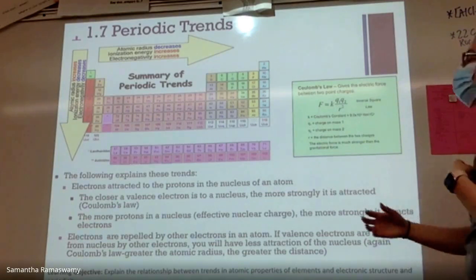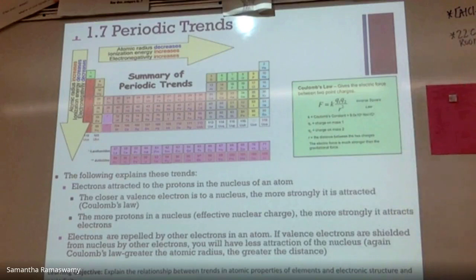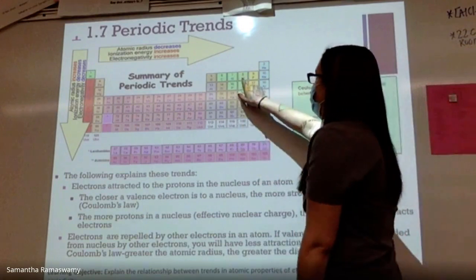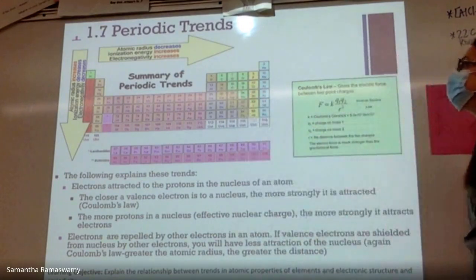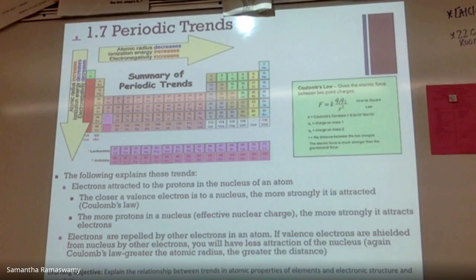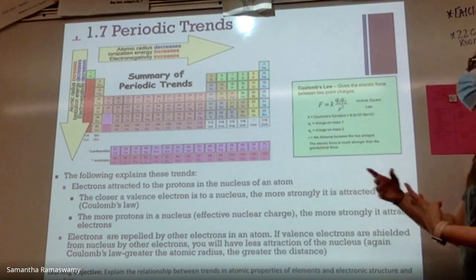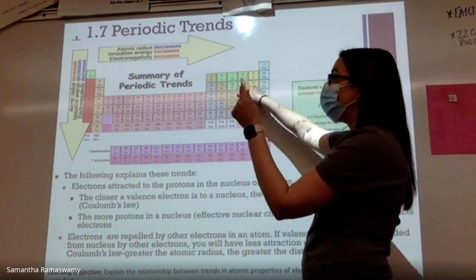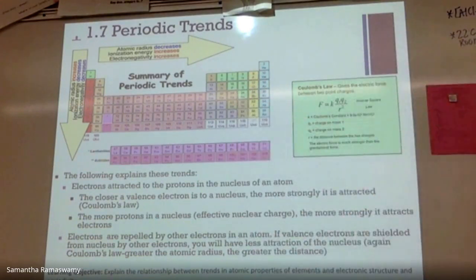Sometimes we see some exceptions with ionization energy. For example, oxygen actually has a little bit smaller ionization energy than nitrogen, and that's because of electron repulsion. With oxygen, you're adding a fourth electron to the 2p, which means you have to pair up electrons in one of the orbitals, and that's going to create some repulsion, and so electrons will repel as well. But typically, we just focus on Coulomb's law. How is the attraction between the protons in the nucleus and the valence electrons?